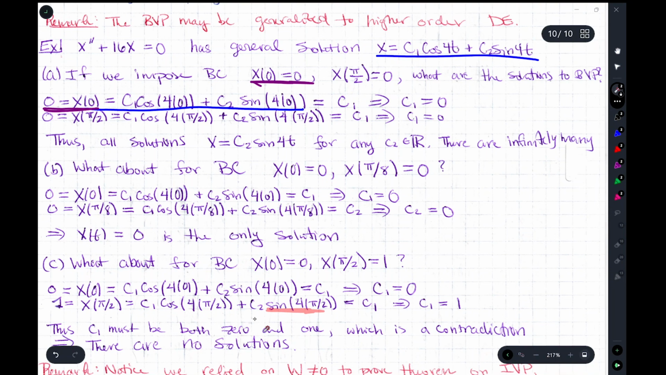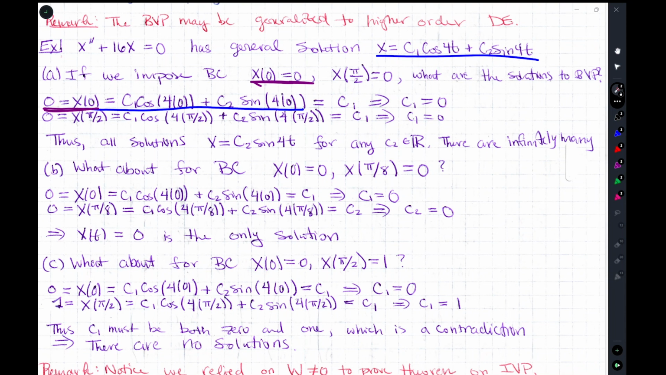And sine of 2 pi is 0. So this is telling us that C1 needs to equal 1. But wait a second, C1 equals 0. So those conditions are incompatible. They're inconsistent. So that means we get no solution, okay? There are no solutions because it's impossible to satisfy both those boundary conditions.